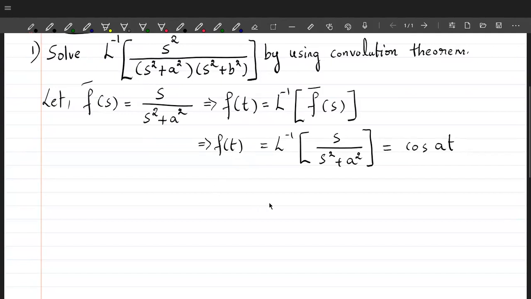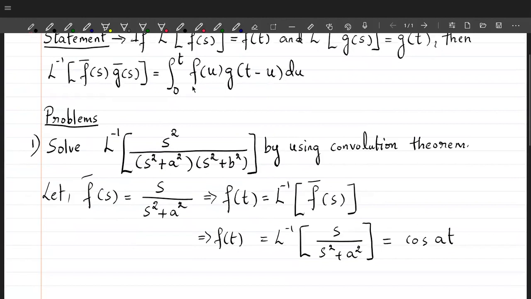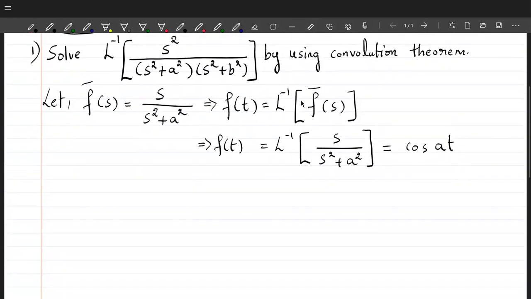But what we want in the required term over here is the value of f of u. So if you want to calculate f of u from the value of f of t, what we can do is replace the variable t by u. So what is f of u equal to? F of u will be equal to cosine of au.